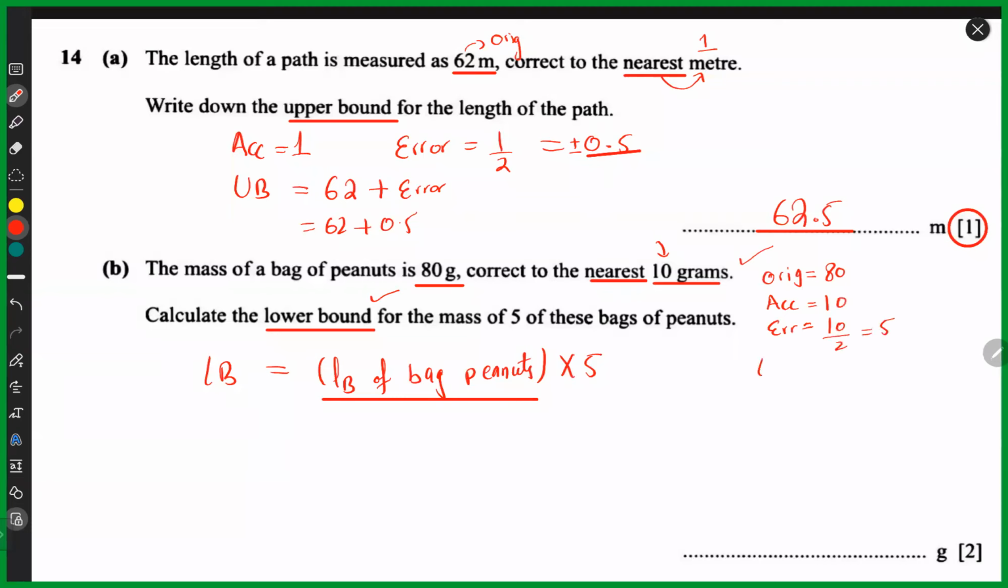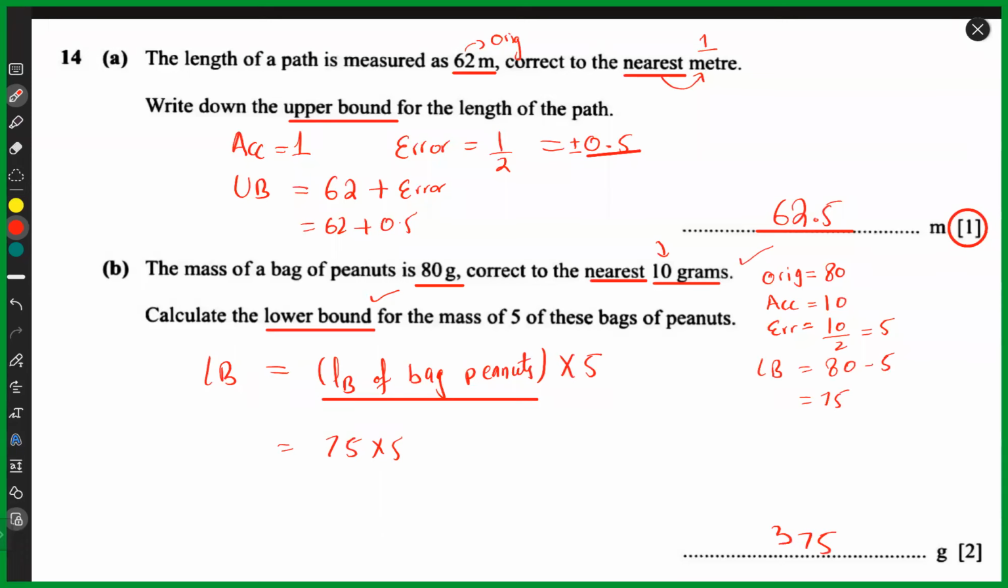So the lower bound for a bag of peanuts would be original minus the error, so it would be 75. Okay, so I'll do 75 multiplied by 5, and this is going to give me the answer, and that would be 375. Okay, so again, this part was easy comparatively.